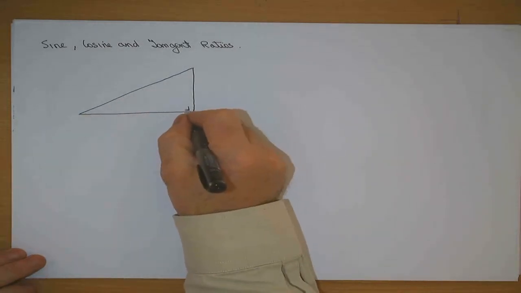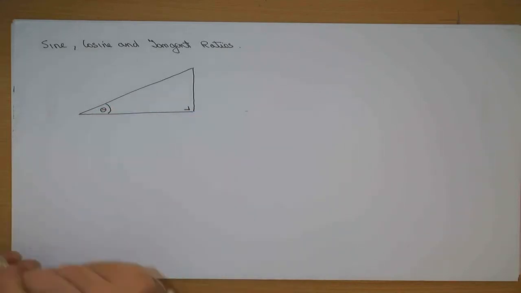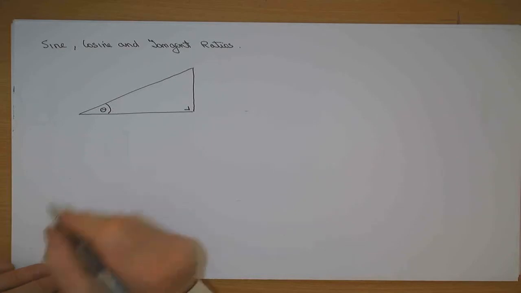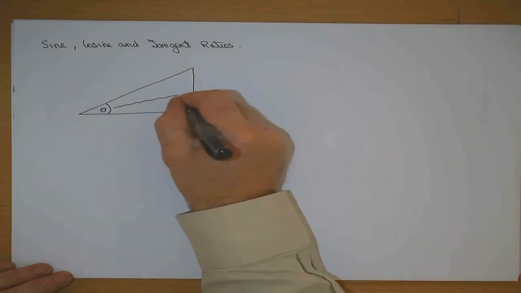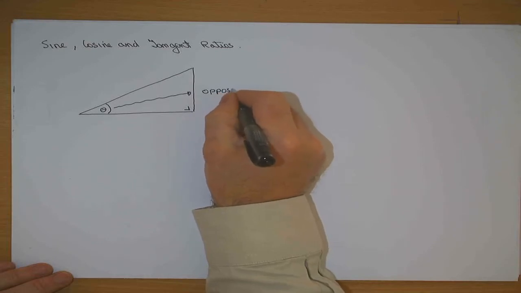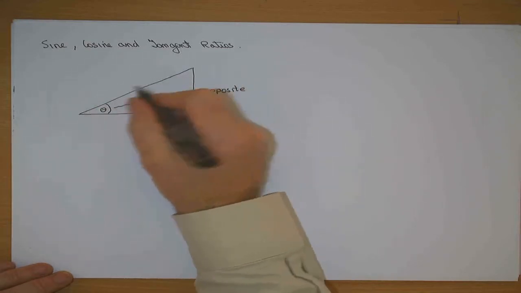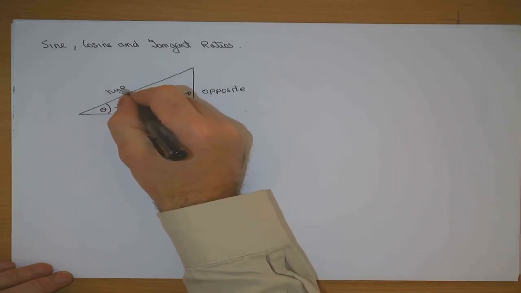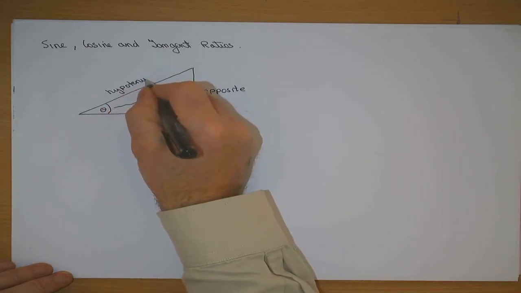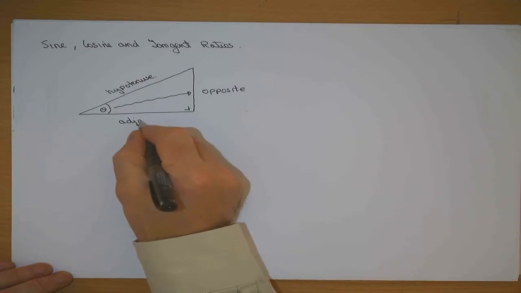and that's all you deal with on this course, if that's the angle theta that I'm talking about, then that side over there is which side? That's the opposite. It lies opposite the angle. What's this one along here? Hypotenuse. Why is that? And this one is the adjacent.